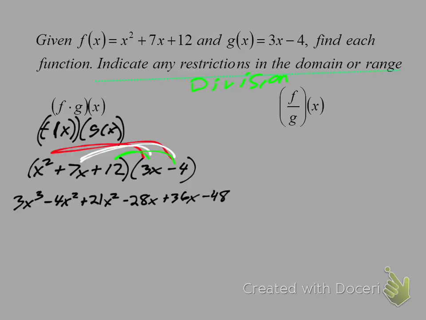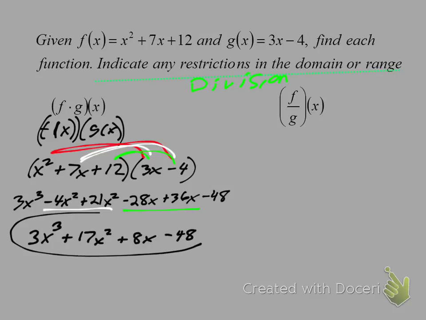All right, so we got the 3x cubed all by its lonesome, so he doesn't have anybody, so he just comes on down. We got the minus 4x squared and plus 21x squared, 17x squared, minus 28x and plus 36x, plus 8x, minus 48. And that's your answer.